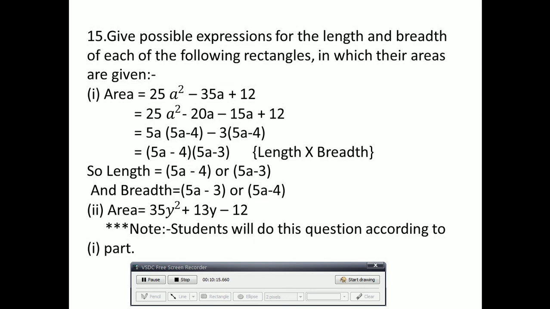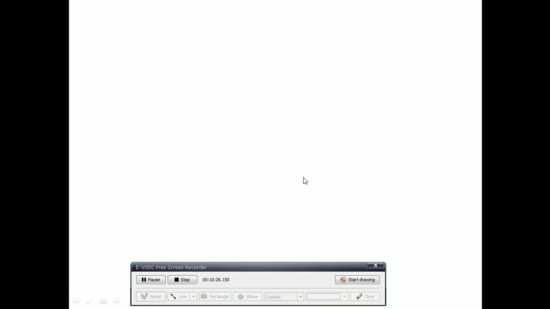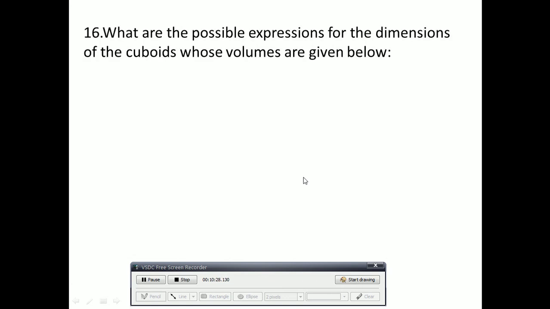Students, if you have any doubt, then you can pause your video and see the screen carefully and note it down. Clear? Now question number 16. What are the possible expressions for the dimensions of the cuboid whose volumes are given?